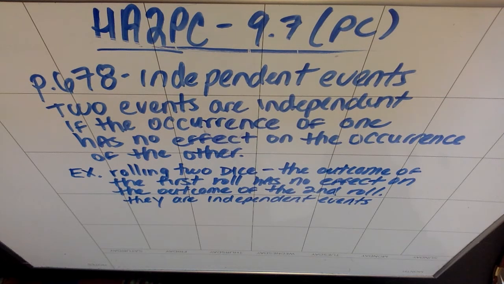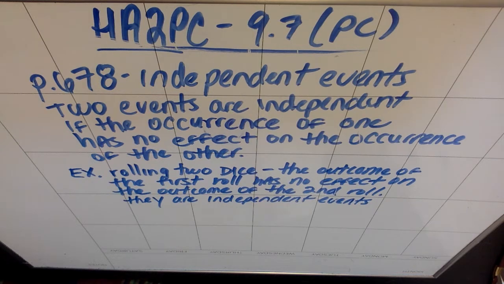I roll 2 dice, right? When I roll the 2 dice, the outcome of the first roll has no effect on the outcome of the second. The first die might be a 3, the first die might be a 5, it doesn't matter. The second one's going to roll its own roll and be its own number. So those are independent events. Sometimes it's easier to see if instead of 2 dice, it could also be 1 die that I roll twice, but that's not the point.